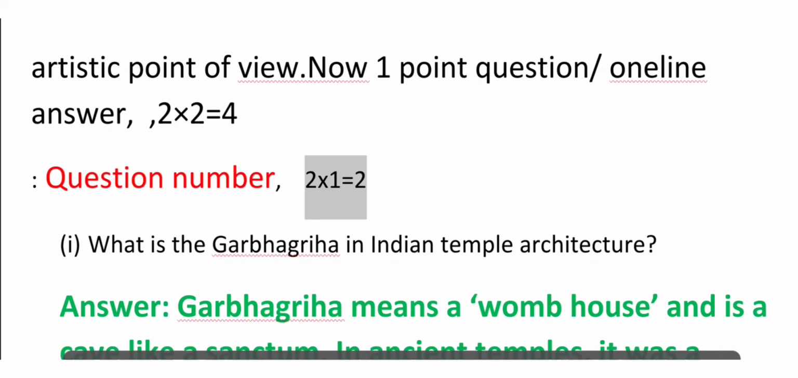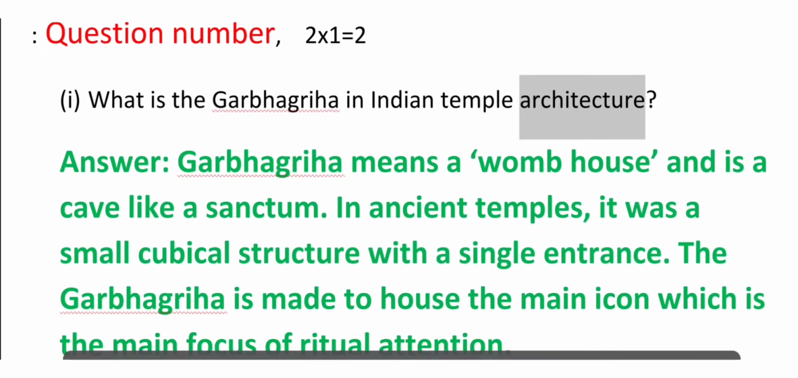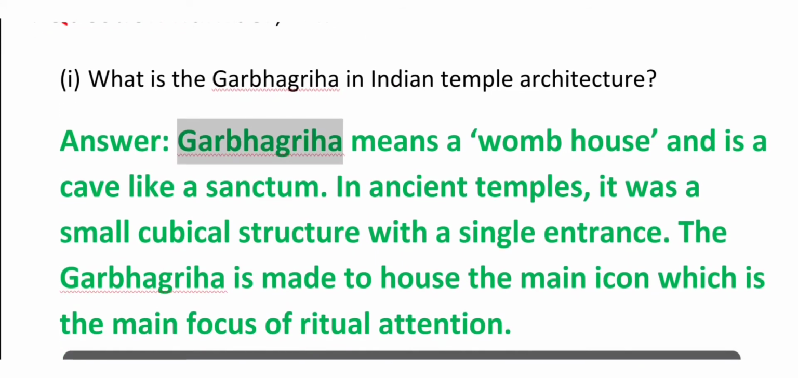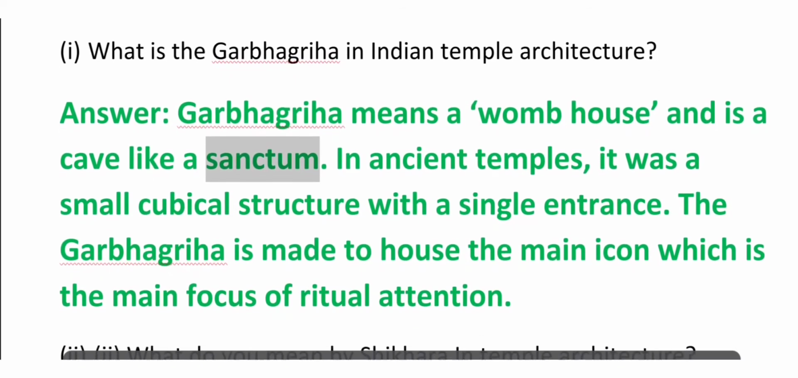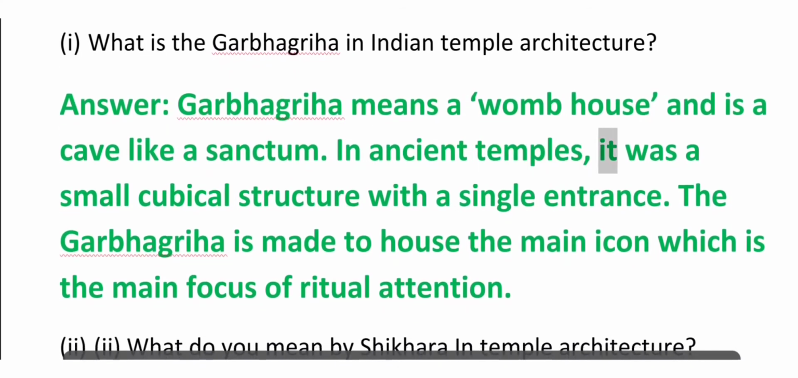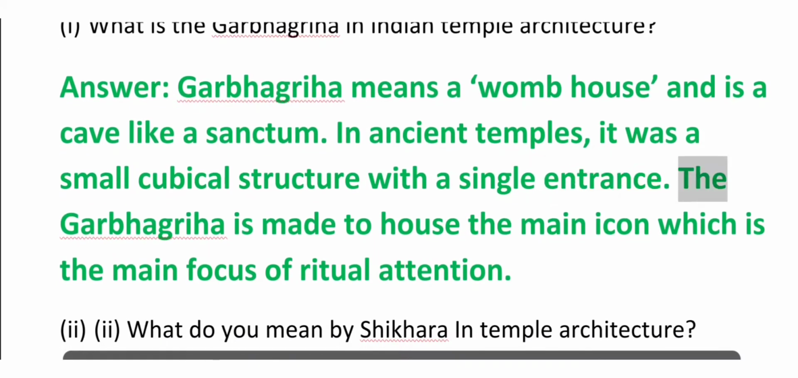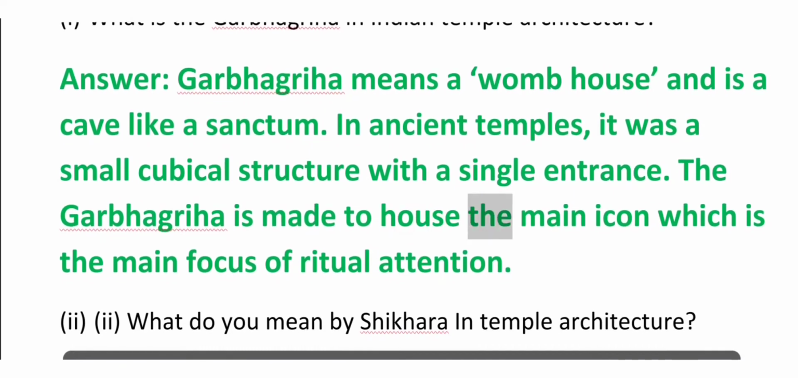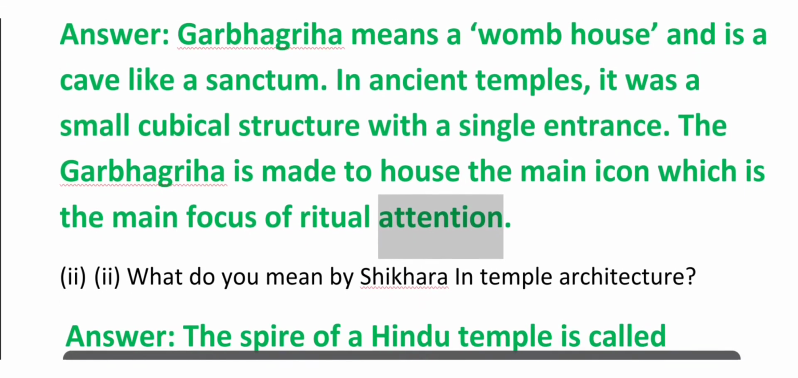Now one point questions, one line answers. Question number 1. What is the Garbhagriha in Indian temple architecture? Answer. Garbhagriha means a womb house and is a cave-like sanctum. In ancient temples, it was a small cubical structure with a single entrance. The Garbhagriha is made to house the main icon, which is the main focus of ritual attention.